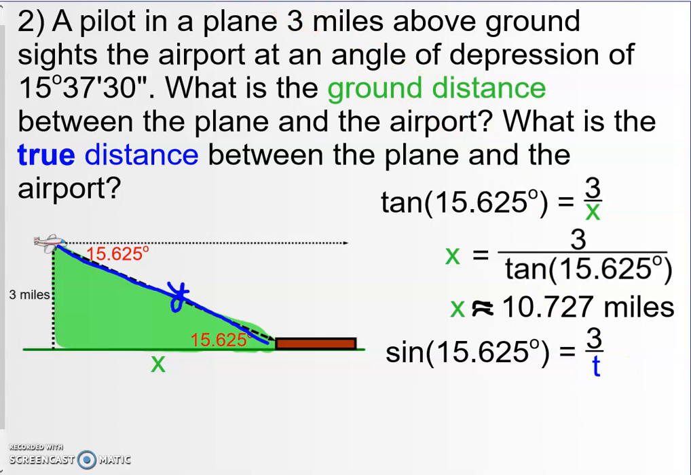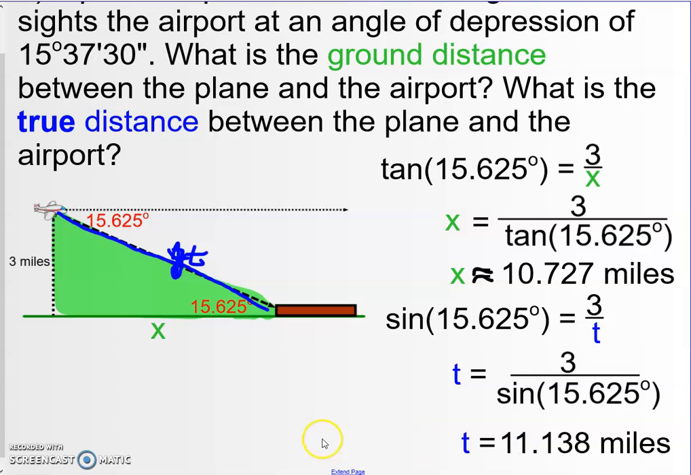Oops, I guess I called that t for true distance. Let me cross out that y. T for true. So we have to get t by itself. If you're part of the shortcut club, awesome. You know that t equals 3 divided by the sine of 15.625. And that gives us our final answer here, whoops, of 11.138 miles.